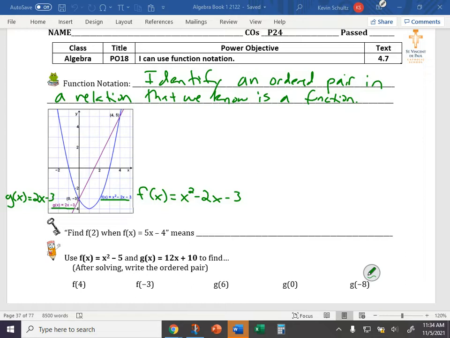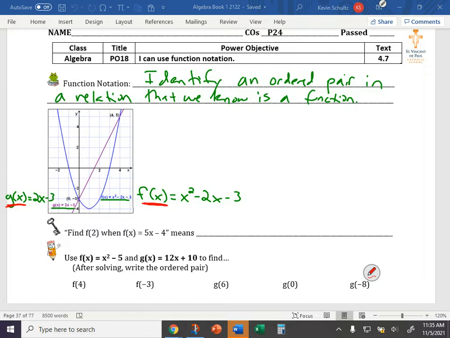Well, function notation can help us identify on a coordinate plane which graph I'm referring to. Okay, this curved line, this parabola, is our f of x equation. And the straight line, the purple one there, is the g of x. So if I say, look at f of x, you know exactly what I'm referring to. Okay, we'll get to some more notation stuff here.